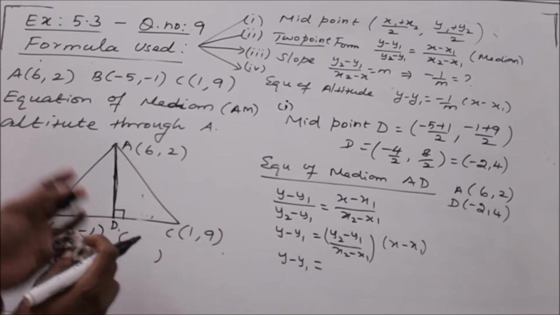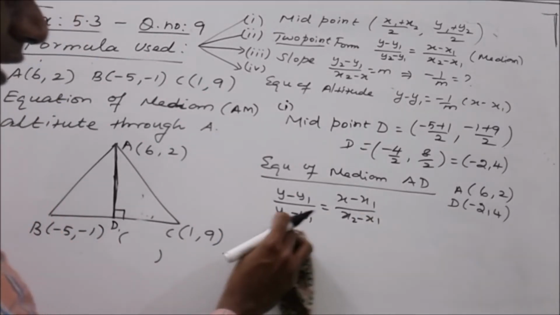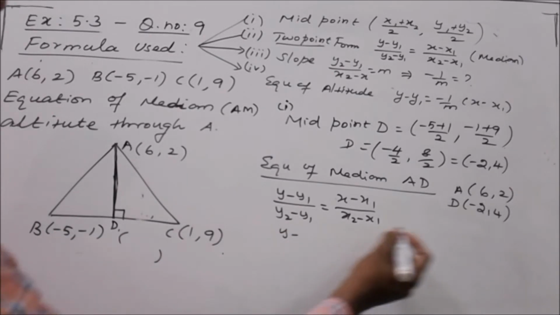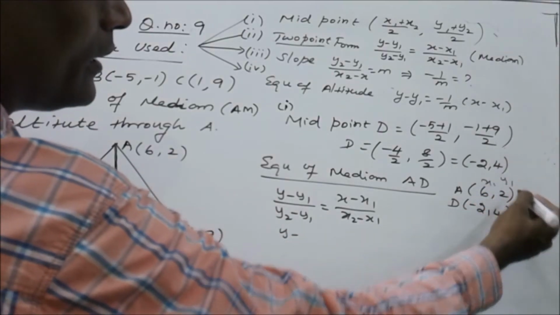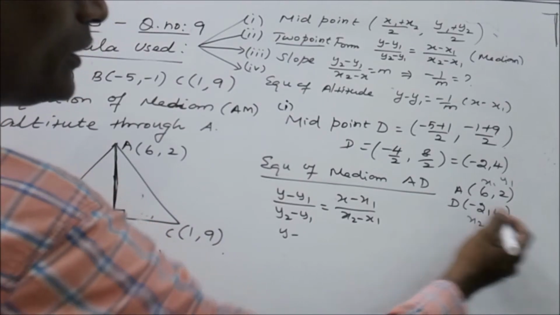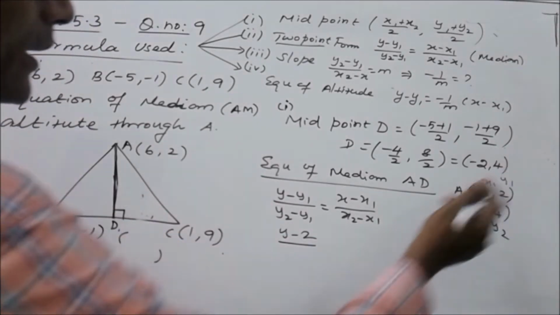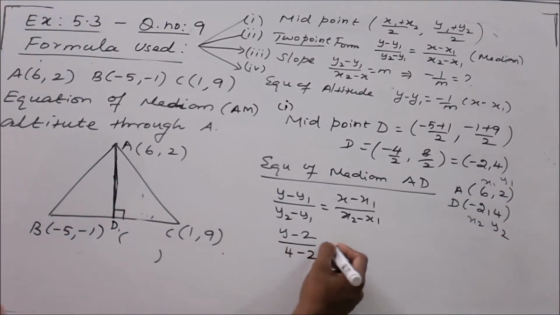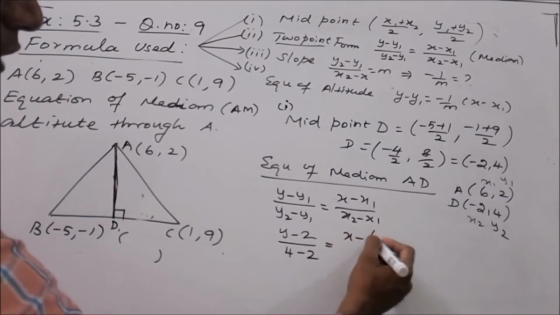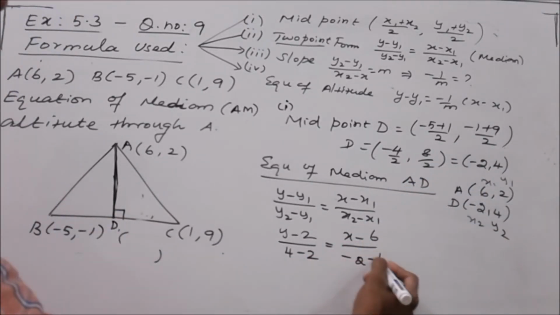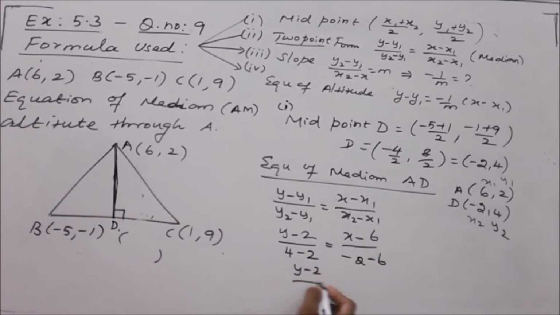Now substitute the values here. You can directly substitute the values, it is easy. This is x1, y1, here x2, y2. (y - 2)/(4 - 2) = (x - 6)/(-2 - 6). Now (y - 2)/2 = (x - 6)/(-8).